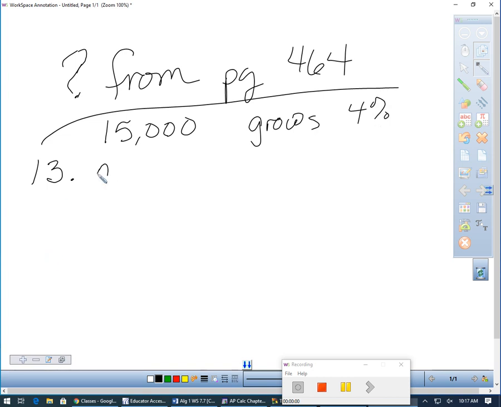Now, in part A, it says the initial amount A is. Well, how many are we starting with? Initial means the beginning, right? We're starting with 15,000. B. In part B, it says the percent of change is 4%.